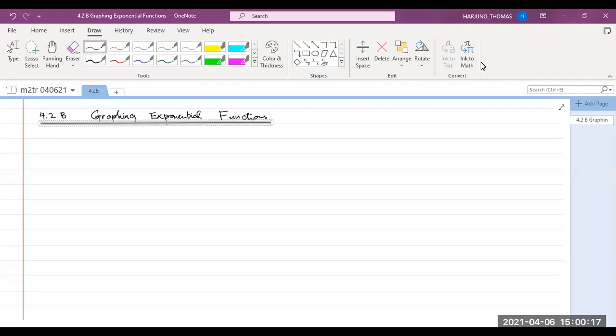Hello, good morning. Let's continue with 4.2. The next part that we will do here is to graph some exponential functions. Let's try number 13H.